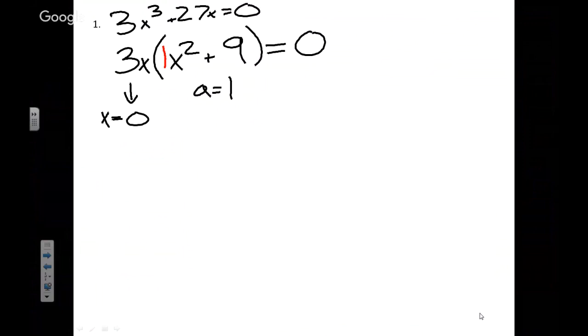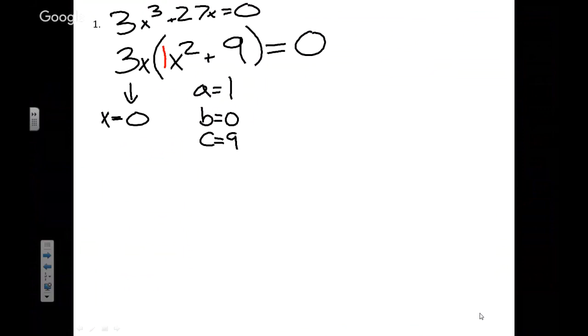Our 3x is on the outside, and we're only looking at this quadratic part on the inside. So our b is actually just going to be 0, because in this quadratic, there is no b term. And then what's our c? 9.